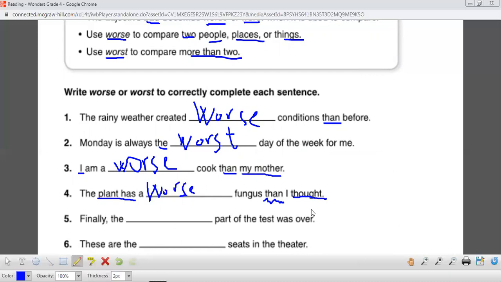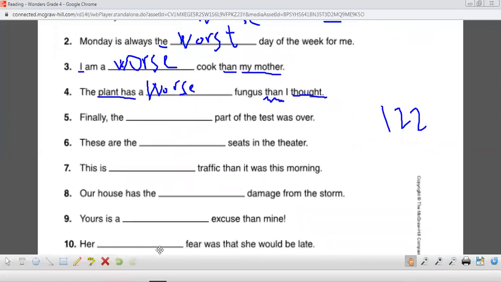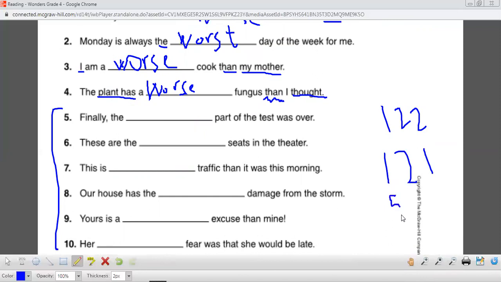I hope you understand my lesson today, and I wish you send me the homework, which is this page 122. Please answer from 5 to 10 and send me it through Class Dojo. And also for page 121, also answer questions from 5 to 10 and send them through Class Dojo through the private messaging so that I can check your homework and send you the answers.